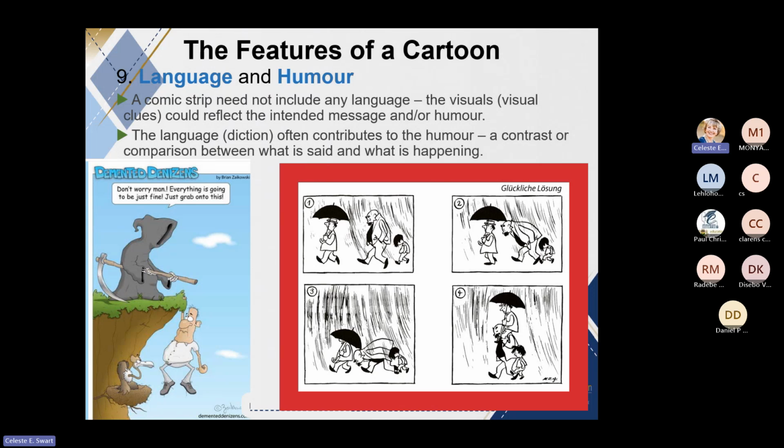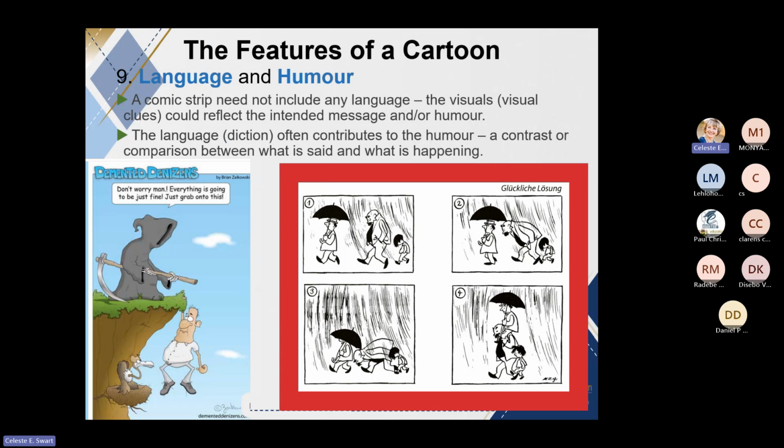The language or diction often contributes to the humor, however. A contrast or comparison between what is said and what is happening. If we look at the one on the left, we've got the, what do we call him, the Grim Reaper. And he's standing there, and this poor man's hanging on the edge of the cliff, and he's got the vulture looking at him. And he just hears this voice say, don't worry, man, everything's going to be just fine. Just grab onto this. But now what is this that we know? What creates humor in this?